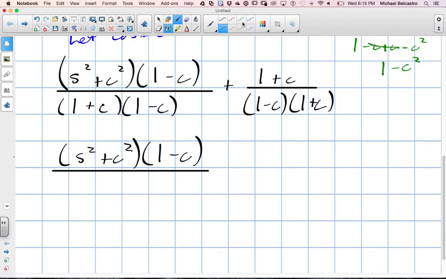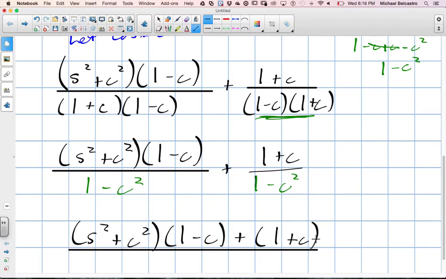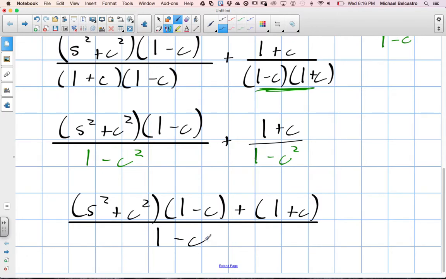On the bottom, we just said it's going to be 1 minus c squared, okay? And then we also know that this is going to be 1 minus c squared. So we're going to have plus 1 plus c over 1 minus c squared. Okay, well, this can be, and we'll put this all together. The denominator is the same, so we have technically s squared plus c squared, 1 minus c plus 1 plus c. And all of that is over our 1 minus c squared.